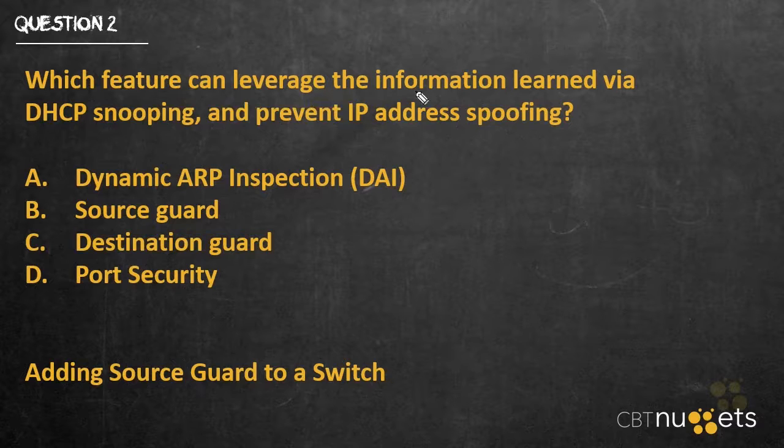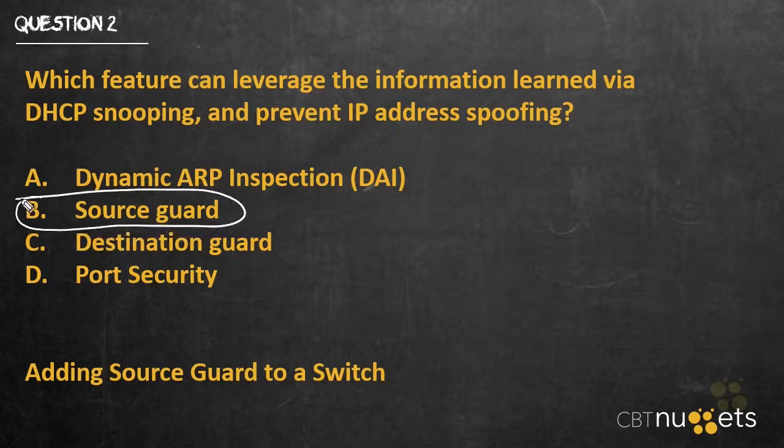Which feature can leverage the information learned via DHCP snooping and use that to prevent IP address spoofing as well? Take a look at the answers and we'll be back in a moment. And the answer to this question is SourceGuard. We can add that on top using the information in the DHCP snooping binding table to go ahead and also prevent, if we implement SourceGuard, we can prevent IP spoofing at layer 3.